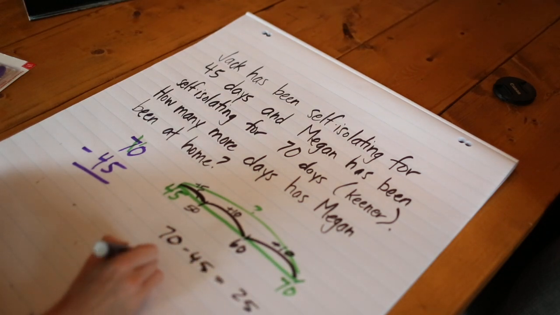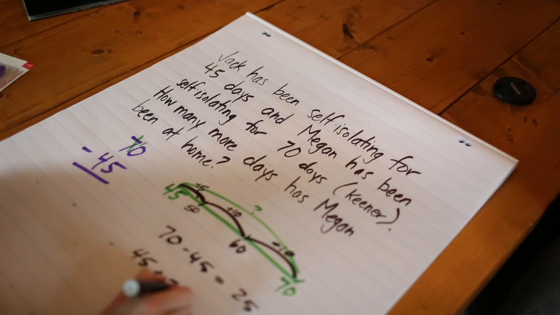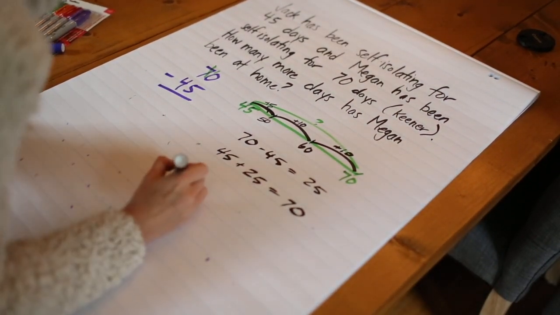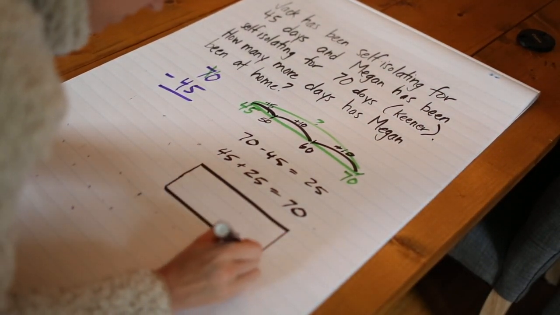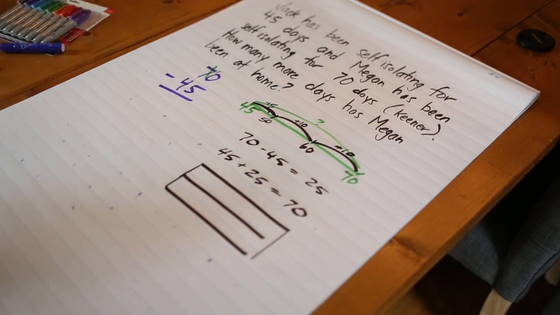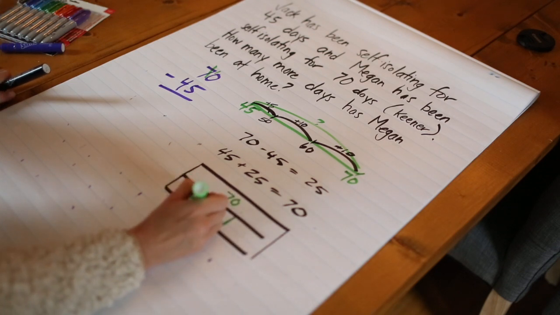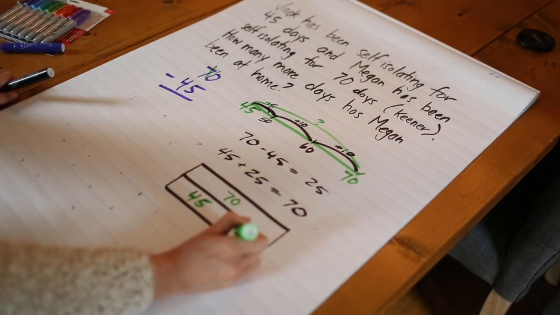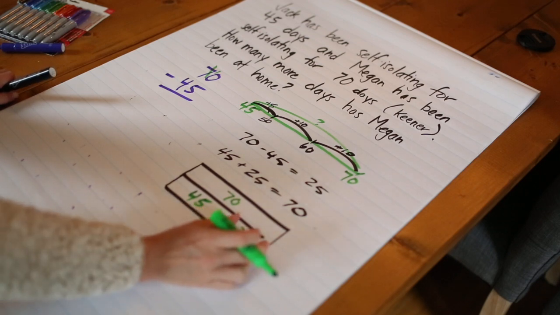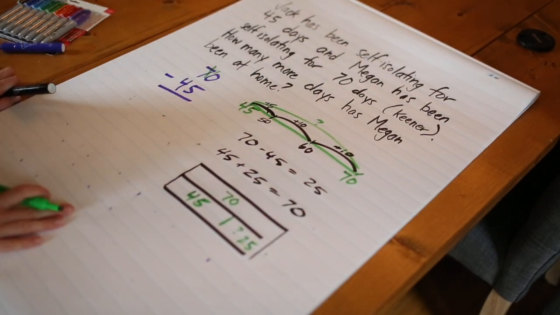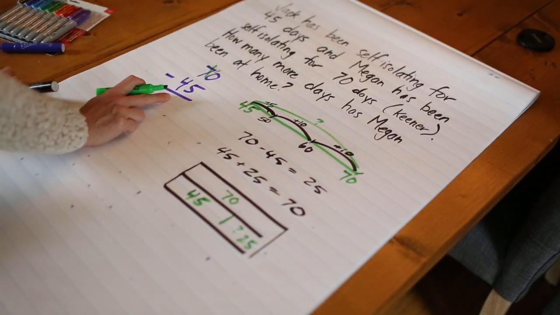Or, can you see? My whole was 70. One of the parts I knew was 45. The missing part that I didn't know, the difference that's missing, was 25. And it was really easy for me to see and conceptualize on that number line. Makes a lot more sense than this.